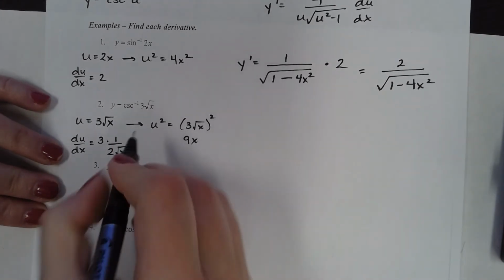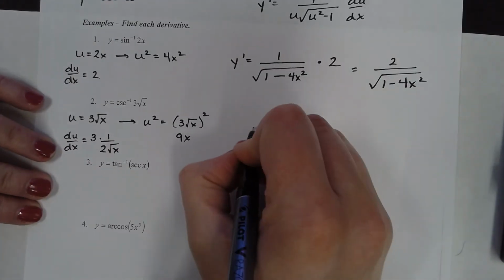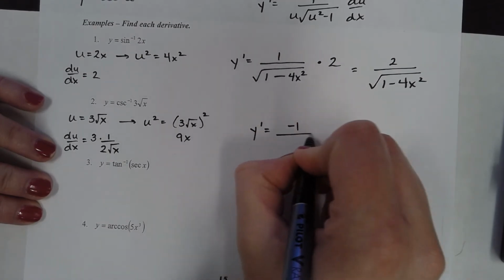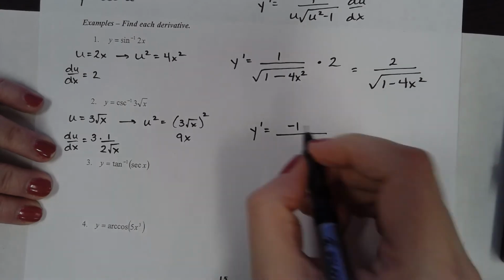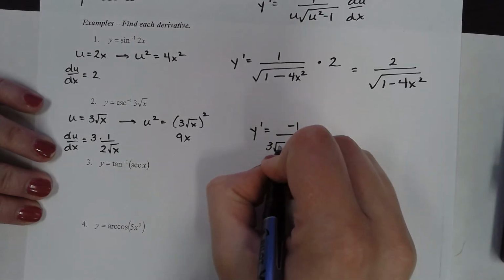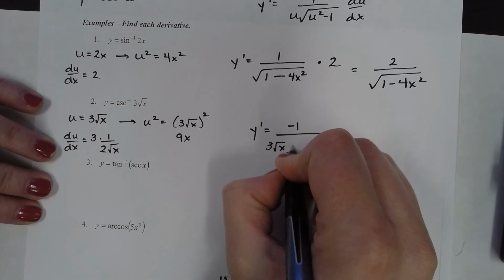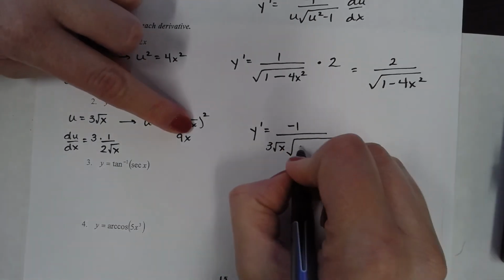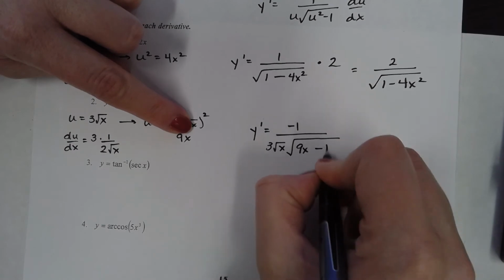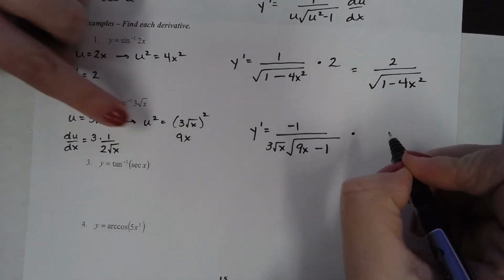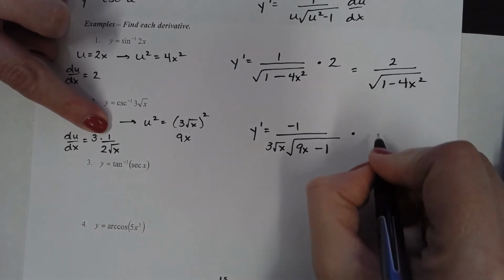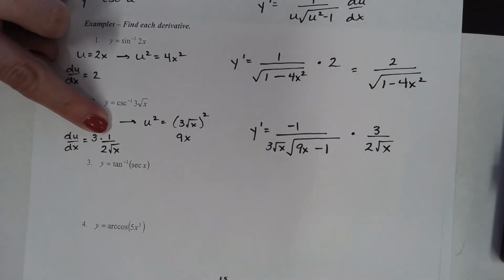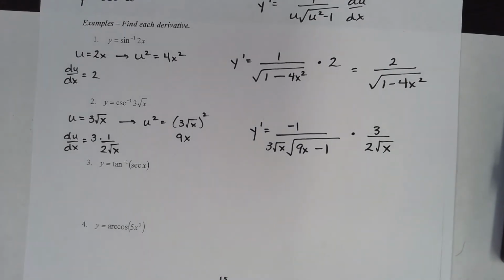Okay, so now I have everything I need for my derivative. y prime equals negative 1 on top because it's cosecant, over the value of u, square root of u squared, so that's where I fill in the 9x minus 1, times du dx. So I'm just going to rewrite that as 3 over 2 radical x. And you're done.